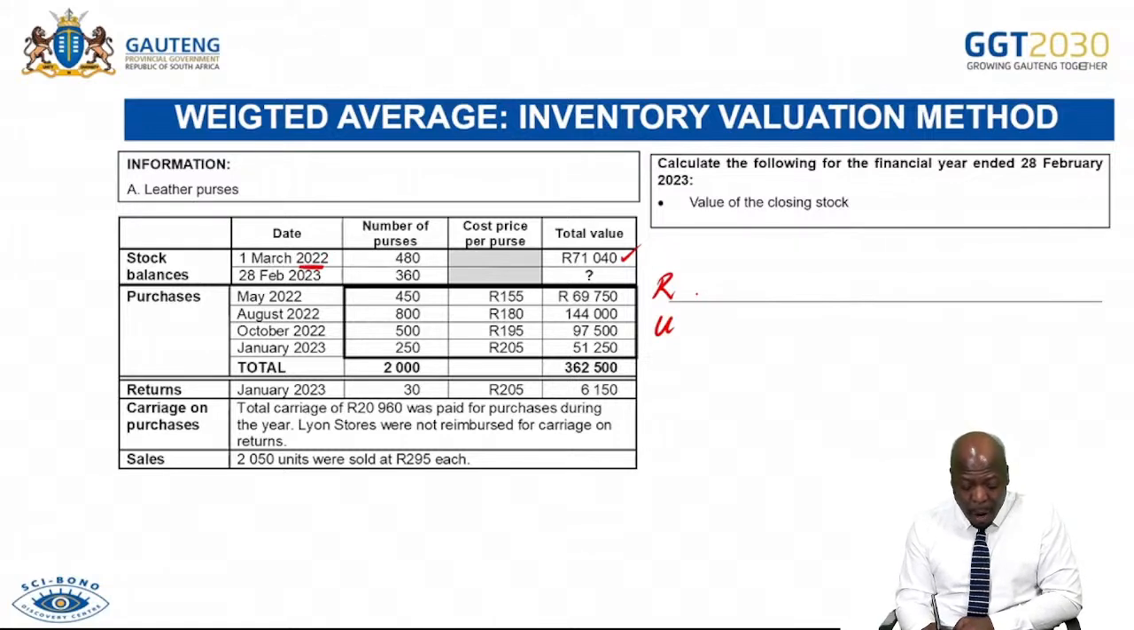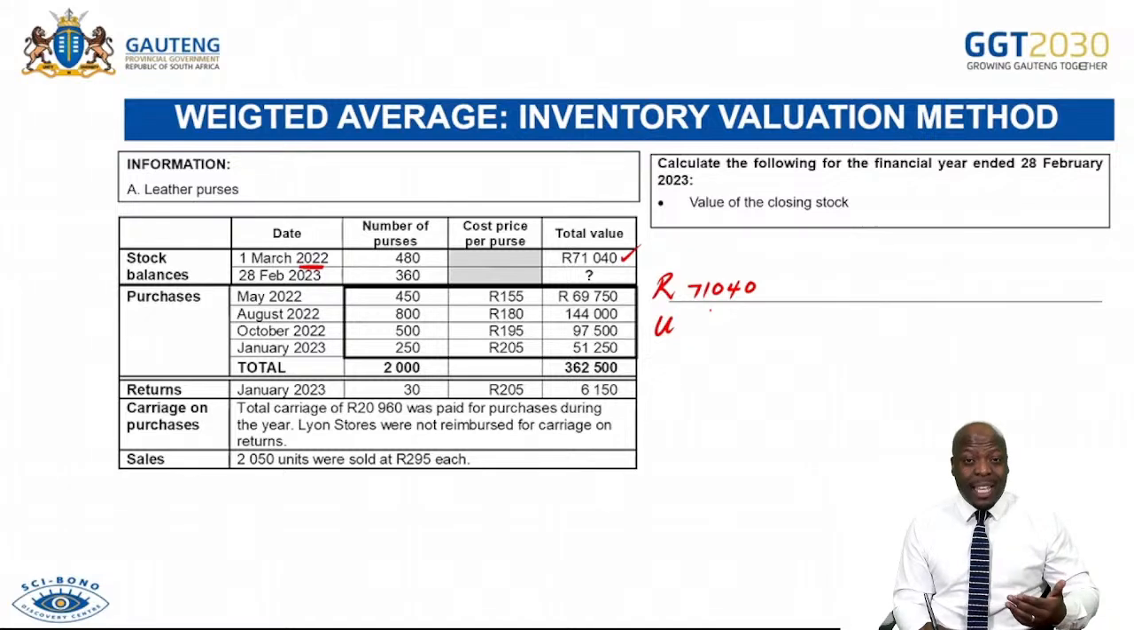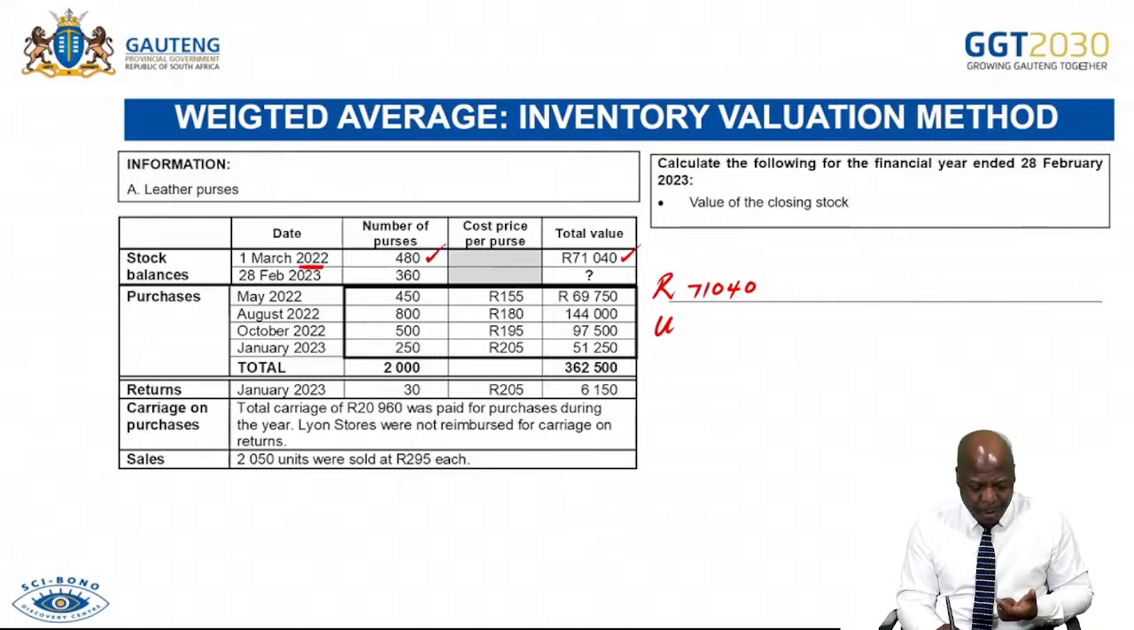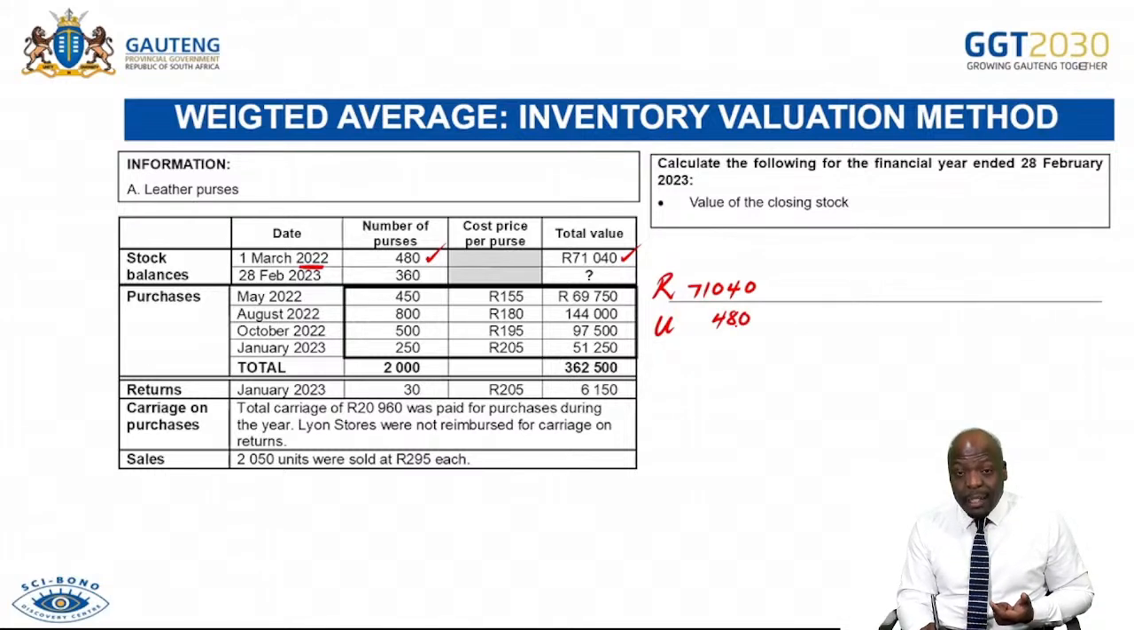So I'm going to come here now. I'm going to say 71,040. Okay, so I want to see you writing together with me so that this makes more sense. I took my opening stock. This is in rands, in value. But I know I also have units for this. Do we have it? Yes. How much is that? 480 units. So I'll come to the bottom, then I'll say 480.